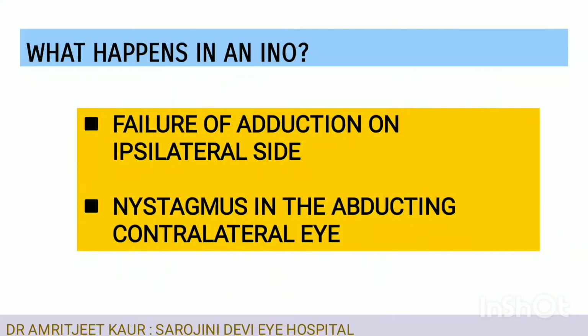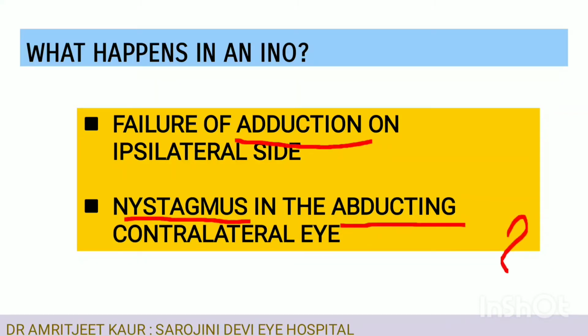Okay? So what happens in an internuclear ophthalmoplegia? There are two main things that we need to remember. Number one, there is a failure of adduction on the ipsilateral side, and there is nystagmus in the contralateral eye when the eye is abducting.